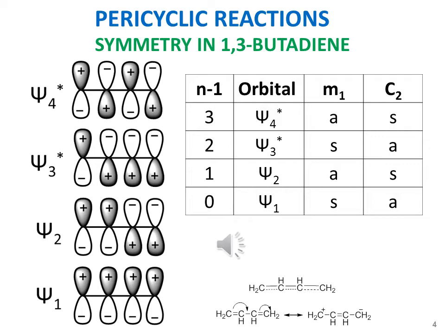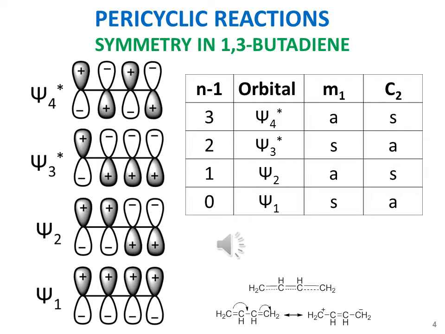In the table, I have shown 4 columns. The first column on the left side represents the node, the second represents the orbitals, the third represents the mirror plane symmetry, and the fourth represents the center of symmetry. So in the case of the molecular orbital to which I have assigned the wave function psi1, what kind of symmetry is present in it? It has a mirror plane symmetry.